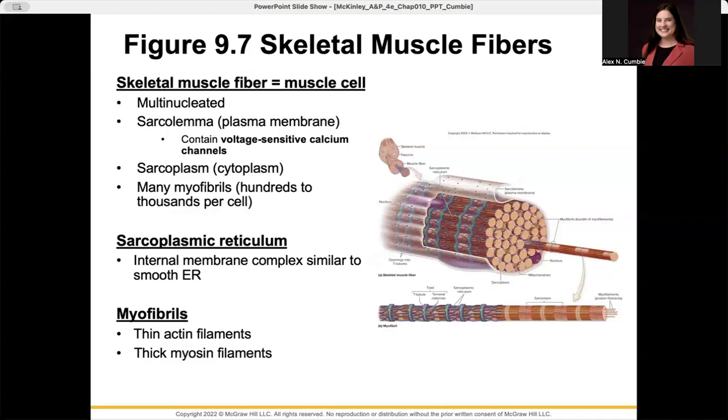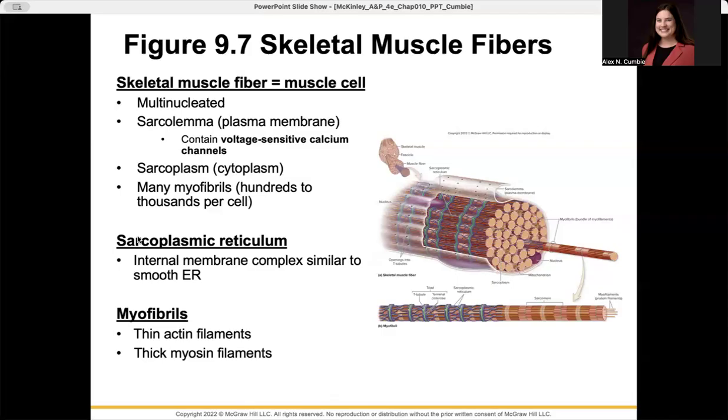Next, we have the cytoplasm inside the cell. Remember, cytoplasm is the cytosol with all of the organelles. We have a different name for that for the skeletal muscle fiber. It's called sarcoplasm. And within here, you've probably seen on your lab that we had a muscle cell present. There is a ton of other organelles like mitochondria and things like that. But all of these individual structures that you see within the muscle fiber are called myofibrils. Myofibrils, and there are hundreds of thousands per cell.